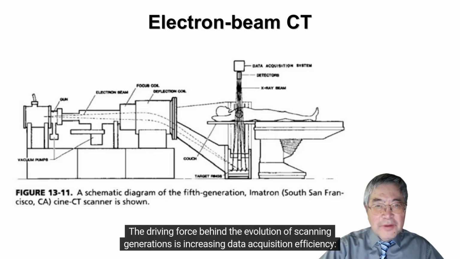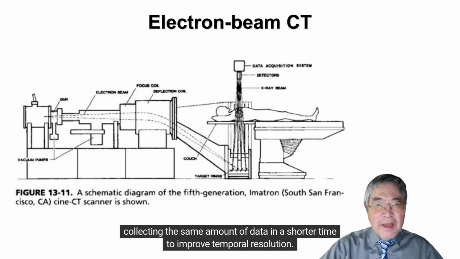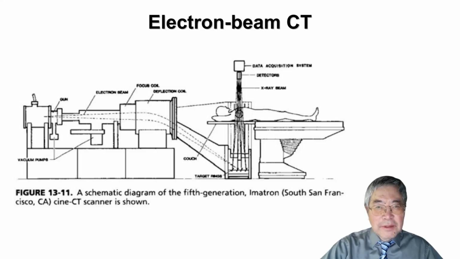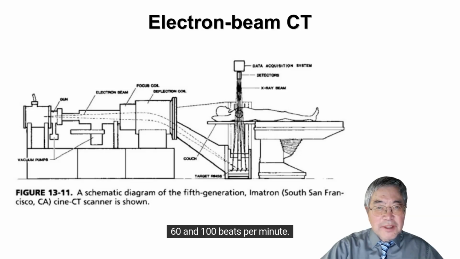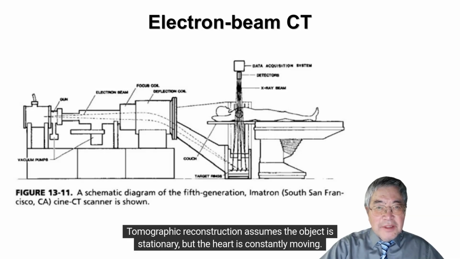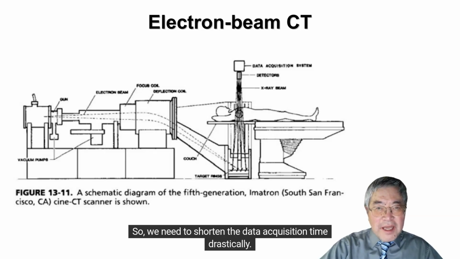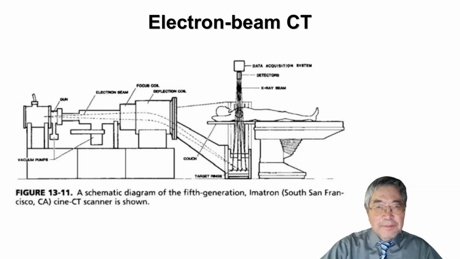The driving force behind the evolution of scanning generations is increasing data acquisition efficiency, collecting the same amount of data in a shorter time to improve temporal resolution. Cardiac imaging is the most challenging application for CT since the heart beats fast, anywhere between 60 and 100 beats per minute. Tomographic reconstruction assumes the object is stationary, but the heart is constantly moving. So we need to shorten the data acquisition time drastically.